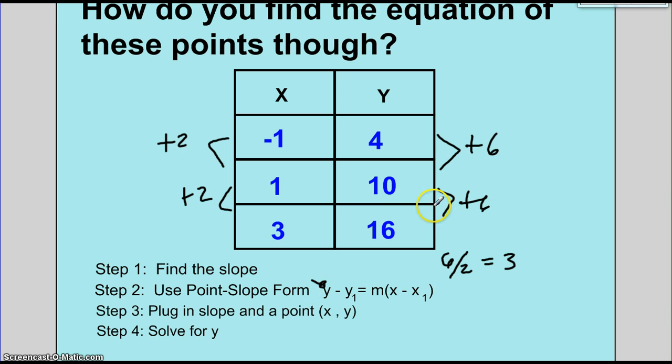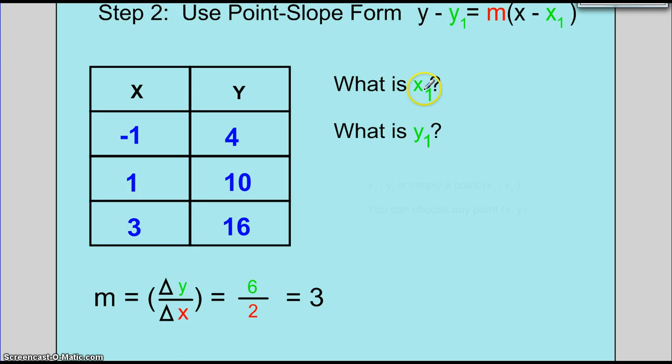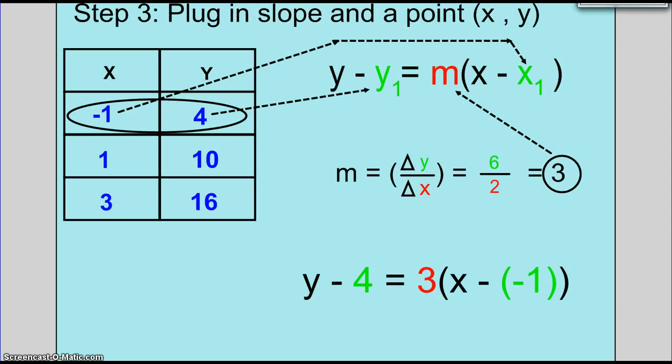You remember this from algebra. I plug in the slope and any one of these points that I want, and then I solve for y. So let's go through it. Remember, we said our slope was 3, which x and y should I use? It doesn't really matter, we can just pick one. I'm going to choose -1 as my x and 4 as my y. Is that what they did?